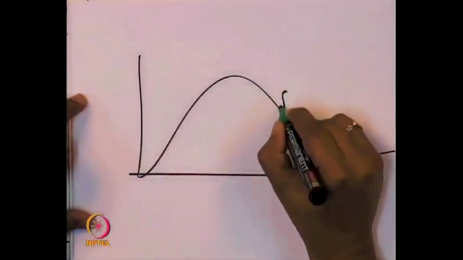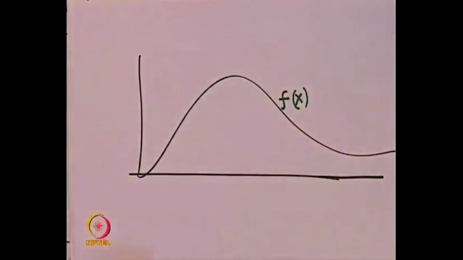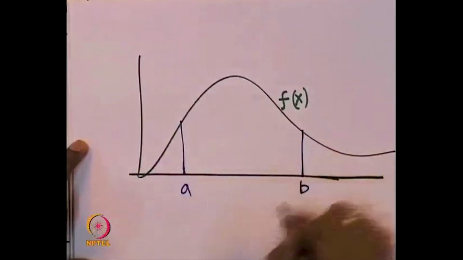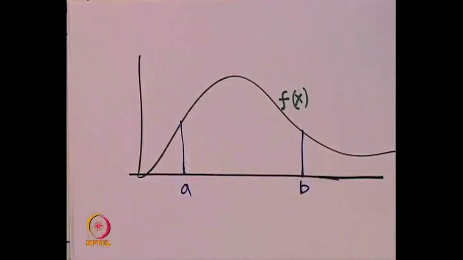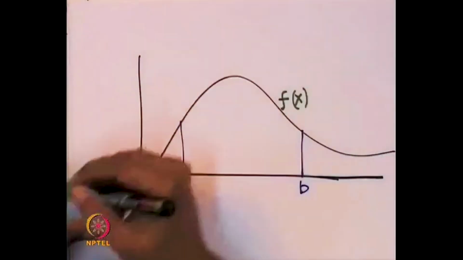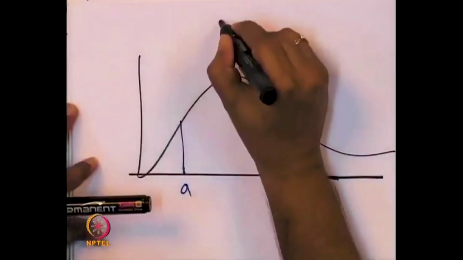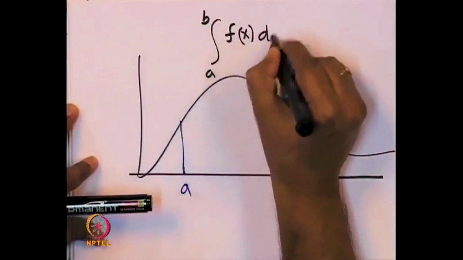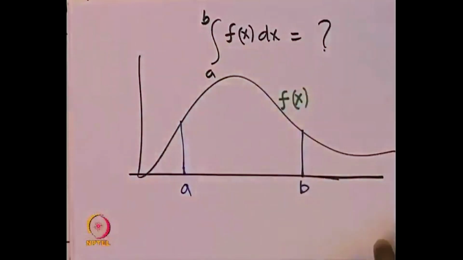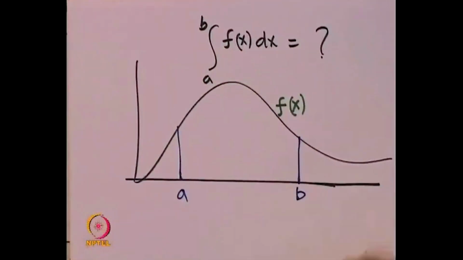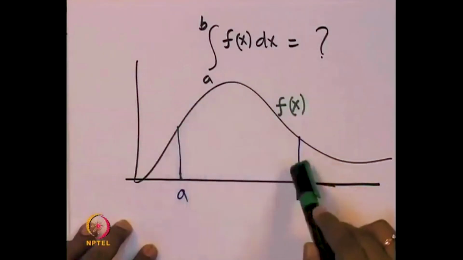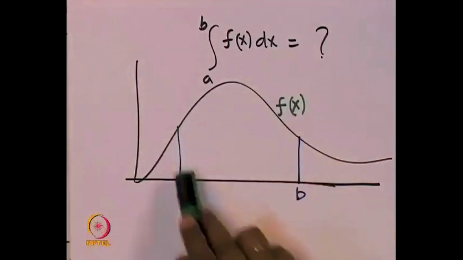Let me call this function f of x, and we want to integrate it between this point and this point. Let's call this a and this b. So what we want to calculate is the integral of f of x dx from a to b. From what we learned last time, it is nothing but the area under this curve between these two points. If we can calculate the area between these two points, we will get the answer.